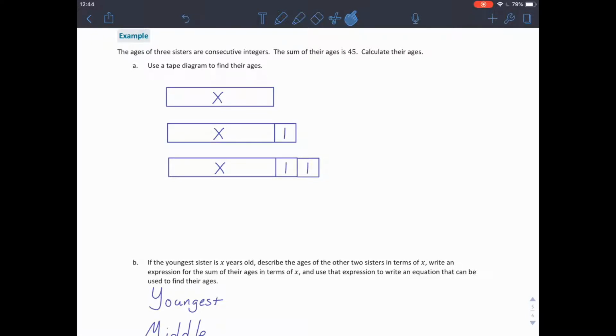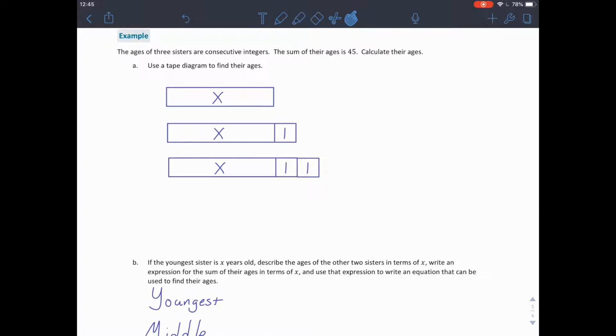Because it's consecutive, it would be the next number. Then the third oldest sister would be X plus 2, because she would be 1 year older than the middle sister and 2 years older than the first. So maybe their ages are 5, 6, and 7. Maybe they're 10, 11, and 12. All we know, aside from this tape diagram, is if we add them together, we get 45.